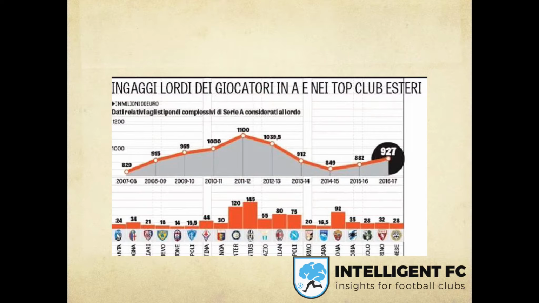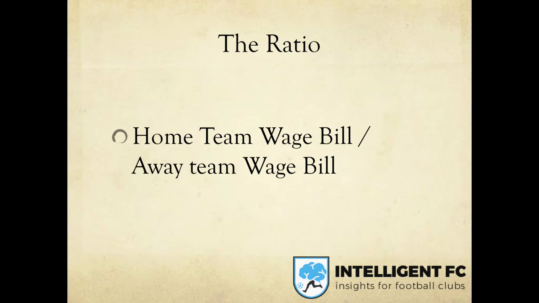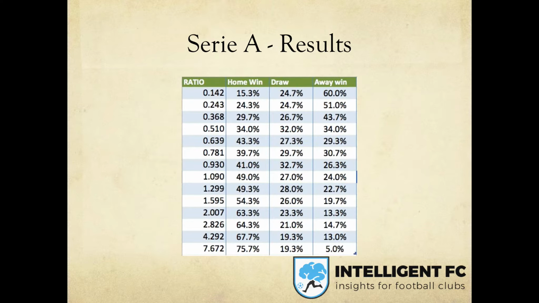And this is an example of the data input that I would use. The model is driven by one thing only. It's driven by the relative wage bill. So if Team X outspends Team Y, I wanted to know how probable is their win at home, is there a draw at home, and the away win. And this is the outcome. It's fairly straightforward to look at this.